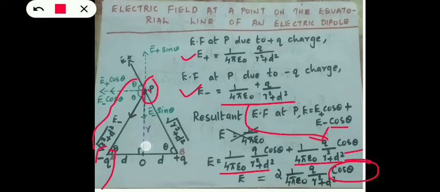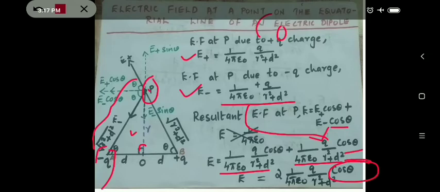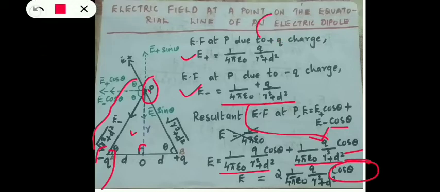Okay, so from this right angle triangle, you can derive an expression for this. You will get an expression for cos theta from this right angle triangle itself. So if you consider this particular triangle, what will be cos theta? You know, cos theta is equal to adjacent side by hypotenuse.